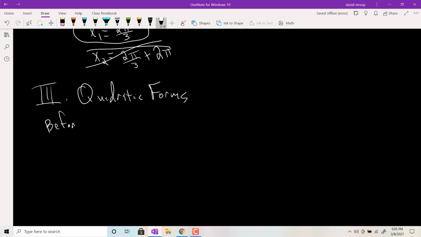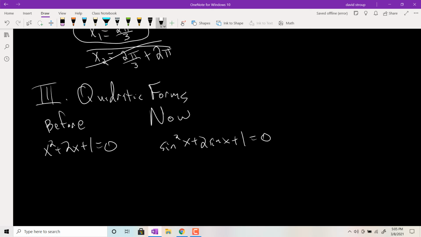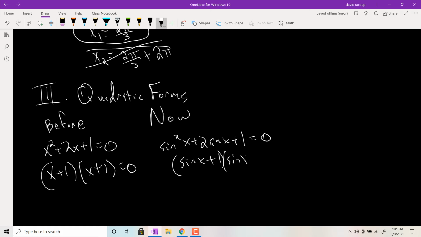Okay, so these are quadratic forms, and the spiel is kind of just like what I was doing where you have one trig function. So before you would have had something like x squared plus 2x plus 1 equals 0, and you'd have to solve that. And now instead of x, you're going to have sine in there. So sine squared x plus 2 sine x plus 1 equals 0. And the solution will work the same way. So before you'd have x plus 1 times x plus 1. Not a very interesting example. Here I have sine x plus 1 times sine x plus 1.